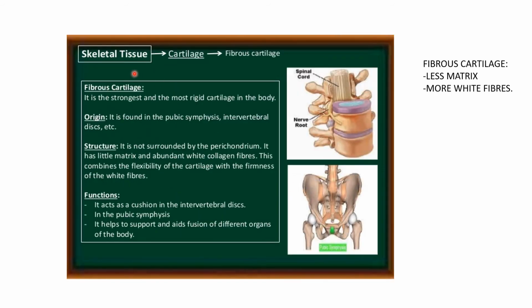Now let's see the second type of cartilage, which is fibrous cartilage, the strongest and most rigid cartilage in the body. It is found in the pubic symphysis and intervertebral disc. It is not surrounded by perichondrium. It contains very little matrix and abundant white collagen fibers. So this combines the flexibility of the cartilage with the firmness of the white fibers. It acts as a cushion in the intervertebral disc and the pubic symphysis, and it supports and aids fusion of different organs of the body. So it contains less matrix and abundant white collagen fibers.